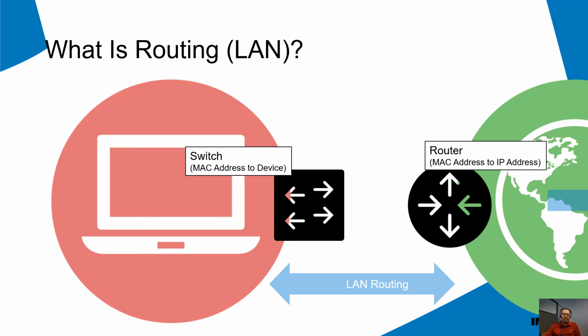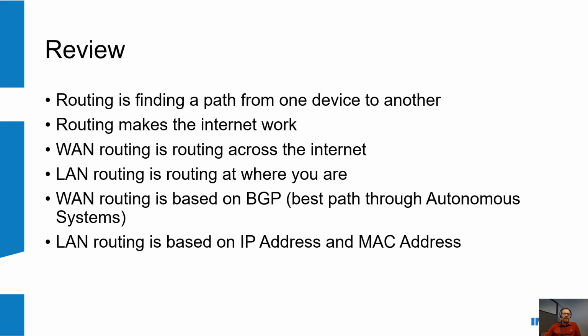This is going to be a very short video because that's already all the content I have. So let's review. Routing is finding a path from one device to another. It's what makes the internet work. WAN routing is across the internet. LAN routing is where you are.